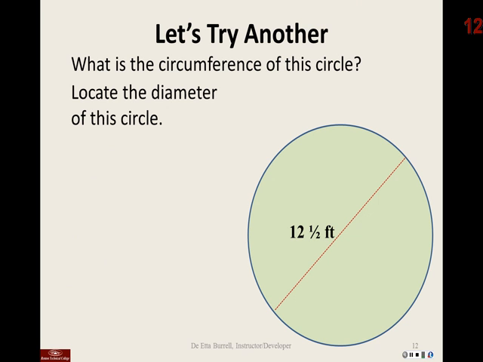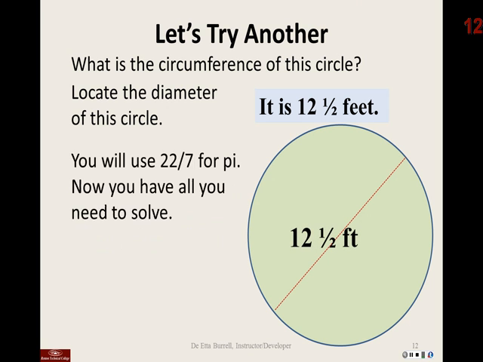No. Let's read the instructions. You have 12.5 feet, and you're going to use 22/7 for pi. You need to look at the instructions to see which pi they want you to use. Do they want you to use the true pi of 22/7 to be more accurate, or do they want to estimate pi at 3.14? You need to look and see which one they want you to use.